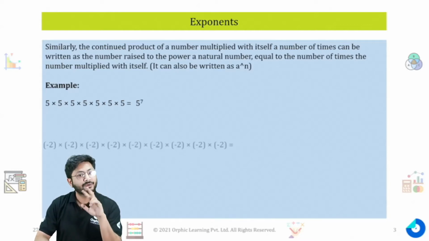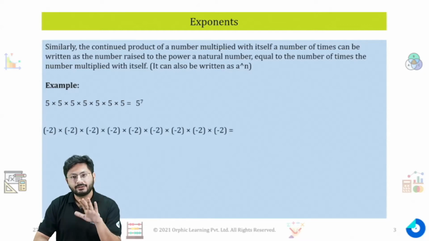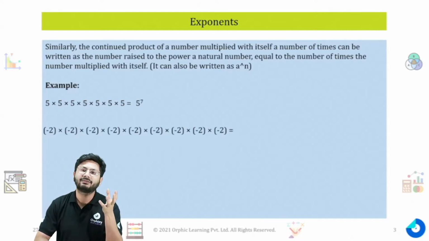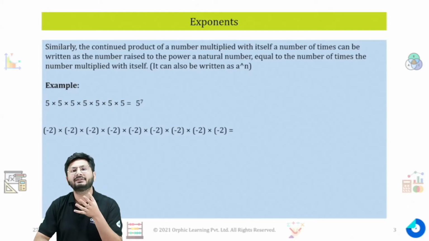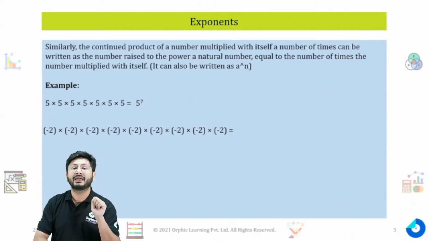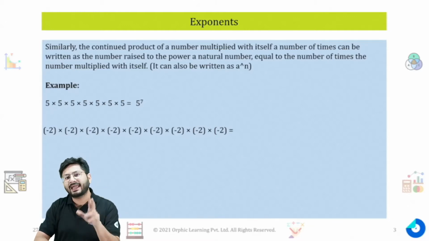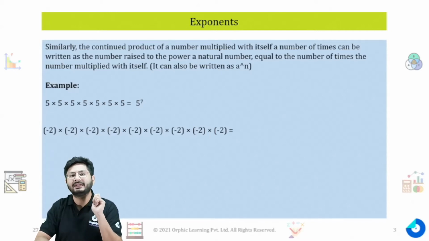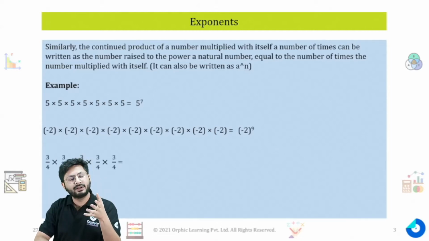Okay, same goes for that minus 2 example. In the previous slide we have seen that if I want to add minus 2 to itself 9 times, I write it as 9 into minus 2. But what if I want to multiply minus 2 to itself 9 times? I'll write it as minus 2 to the power 9. Okay, so it is just a way of writing. Next, 3 by 4 multiplied to itself 5 times will be written as 3 by 4 whole to the power 5.